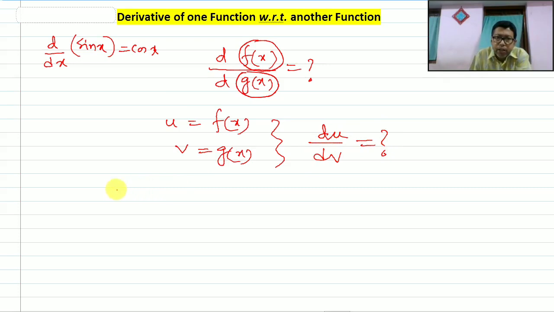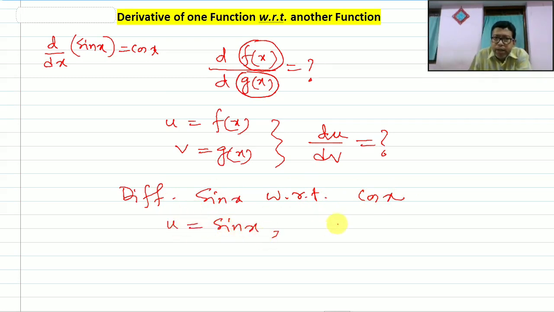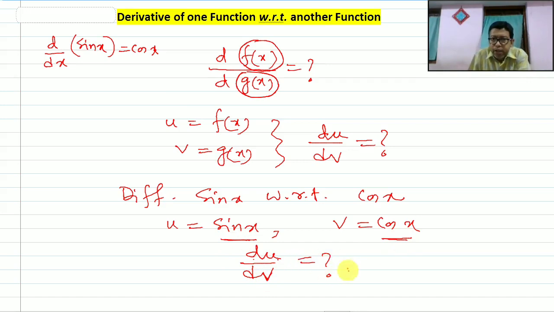For example, if it is asked to find the differentiation of sine of x with respect to cos of x, you have to consider u is equal to sine of x and v is equal to cos of x, and from this you have to find du/dv. That means the derivative of u, which is sine of x, with respect to v, which is cos of x. This is the process to find the derivative of a function with respect to another function.